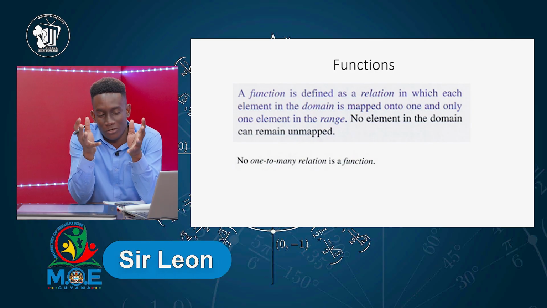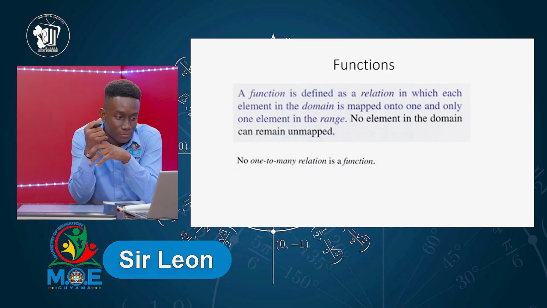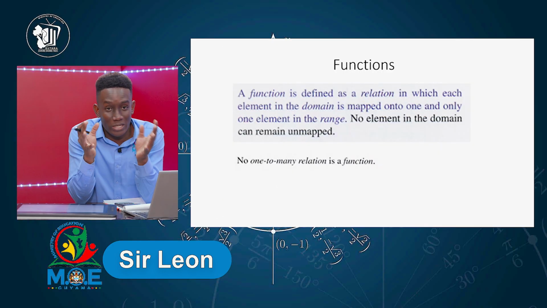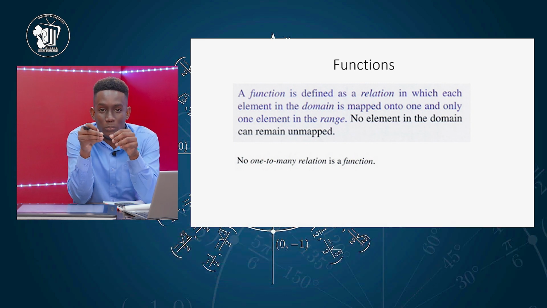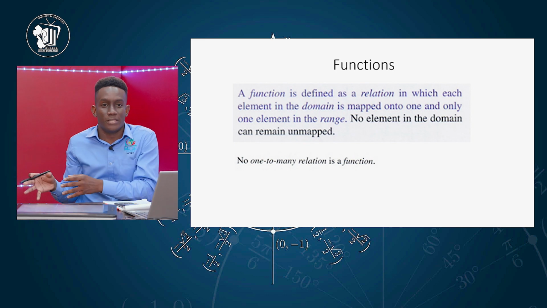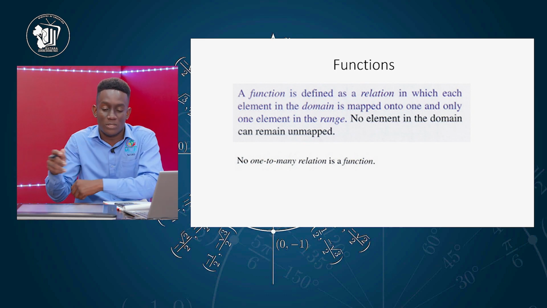Now, the definition of functions: a function is defined as a relation in which each element in the domain is mapped onto one and only one element in the range. No element in the domain can remain unmapped. So each element in the domain must be mapped onto something. We cannot have an element without that element being mapped to something.